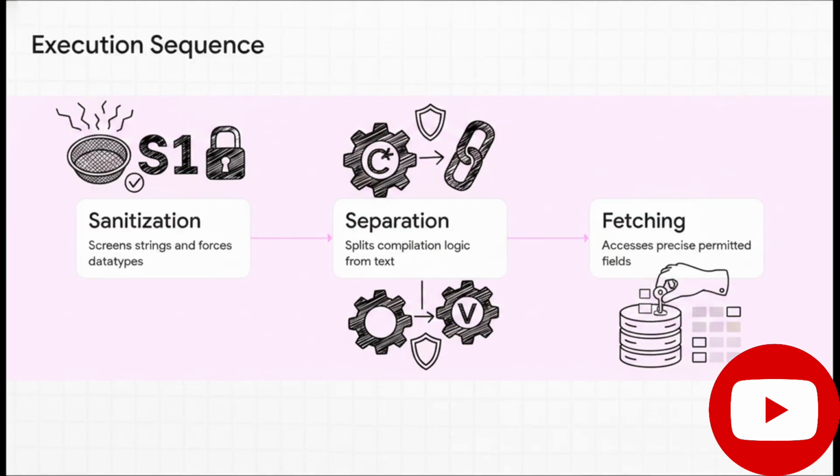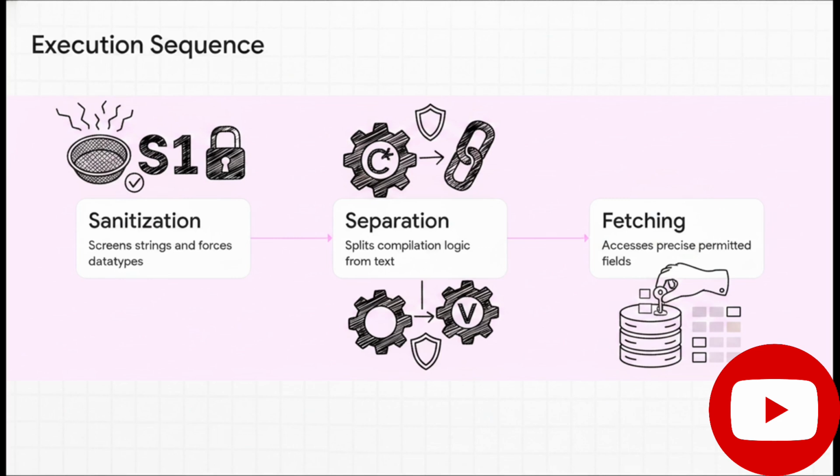Let's move to ANSI and see how this builds a truly secure ecosystem. Any dynamic user input crossing that drawbridge must survive a really rigorous 3-step execution sequence. Step 1 is input sanitization and typing. This is where the backend screens strings and actively forces data types, like making absolutely sure a user ID is strictly parsed as an integer.